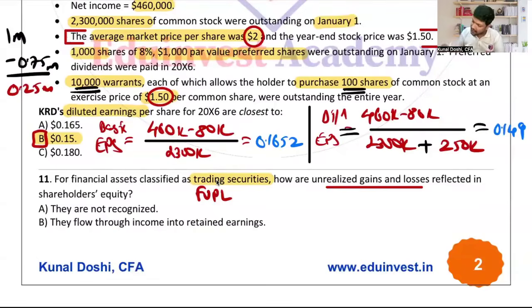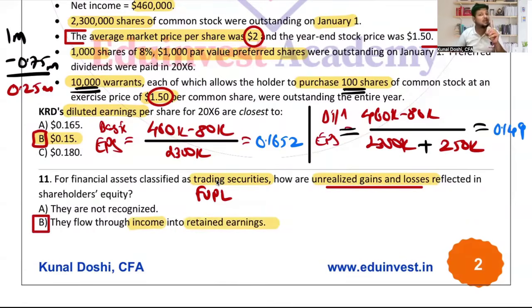So they are asking whether the unrealized gain and loss are reflected in shareholders' equity. Are they directly put up in shareholders' equity? No, they are not directly put up in the shareholders' equity. They first are recognized in the income statement and then they pass on to the retained earnings. So they are not directly recorded in the retained earnings or OCI. They don't fall in OCI.